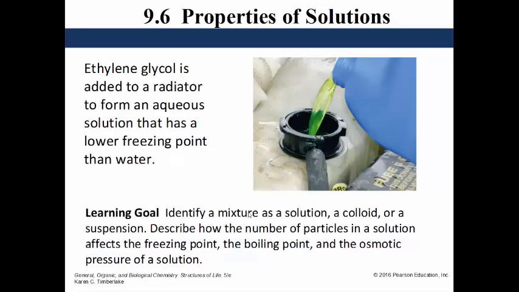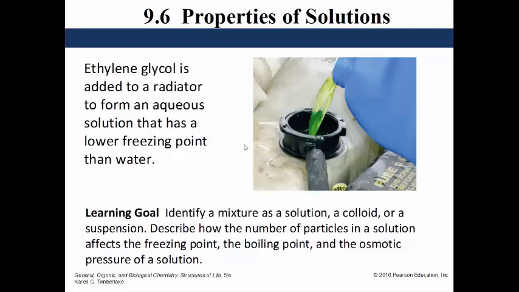Alright, next we'll talk about some various properties of solutions. The image here is antifreeze being poured into a radiator, and the compound that's found in that is ethylene glycol. This will help form an aqueous solution that actually has a freezing point that's lower than water. That's why it's called antifreeze. It takes a lower temperature in order for it to freeze.